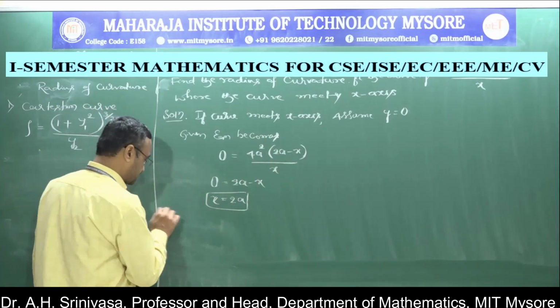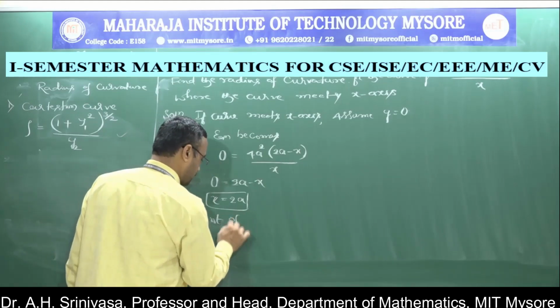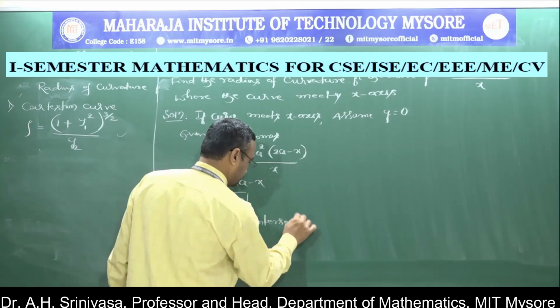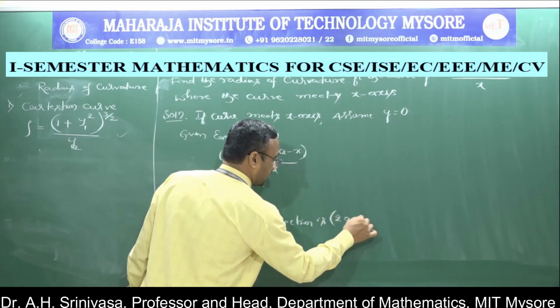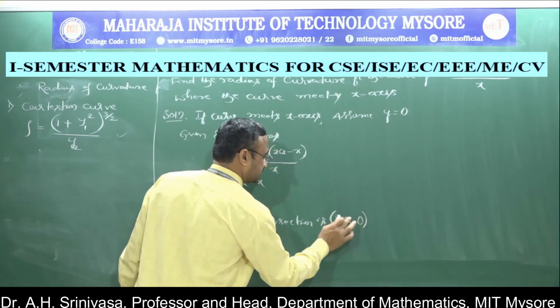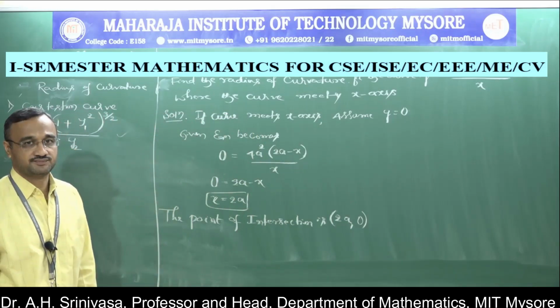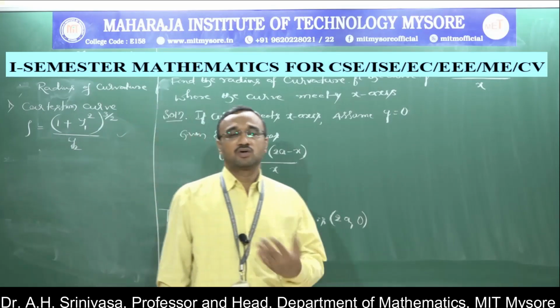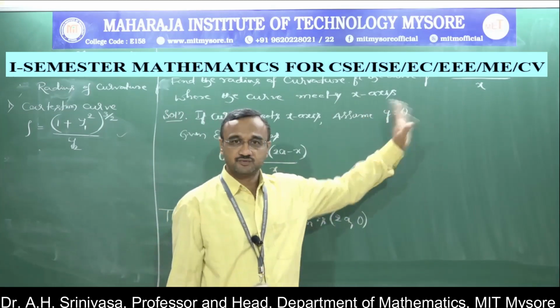The point of intersection is 2a comma 0. So now we got the point of intersection 2a comma 0. After finding out this point of intersection, now we are going to find out the radius of curvature for the given curve. Okay.